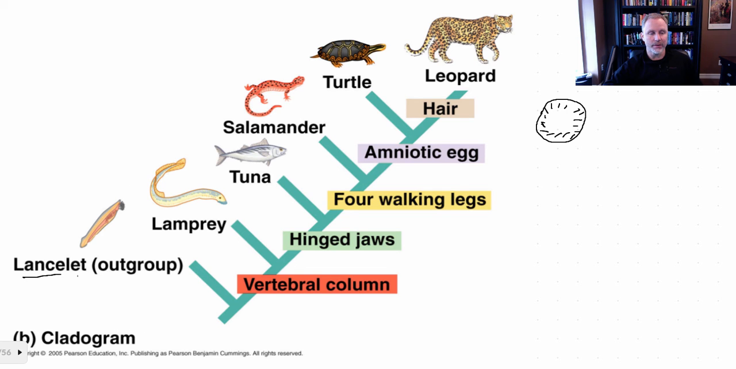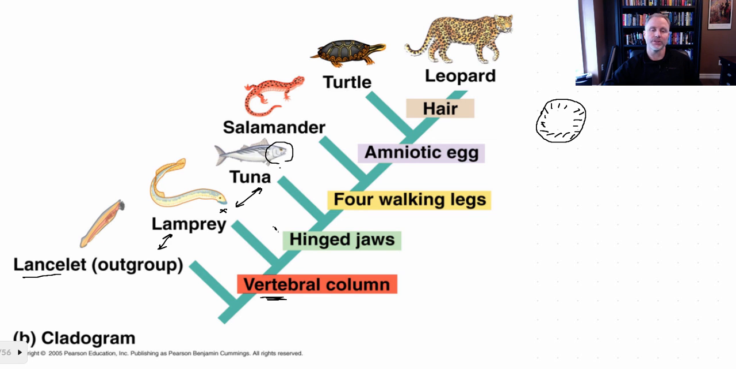But if we look at the lancet here, the lancet, of course, doesn't have the backbone, doesn't have the vertebral column. So the vertebral column here is the shared derived character that distinguishes the lamprey from the lancet in this example. Okay. Now that vertebral column, even though it's the shared derived character, becomes the shared primitive character when we look at the tuna fish and the lamprey, because both of these have backbones. So that's the shared primitive character, and the shared derived character now is the hinged jaws, because the tuna fish has the hinged jaw, whereas the lamprey does not.